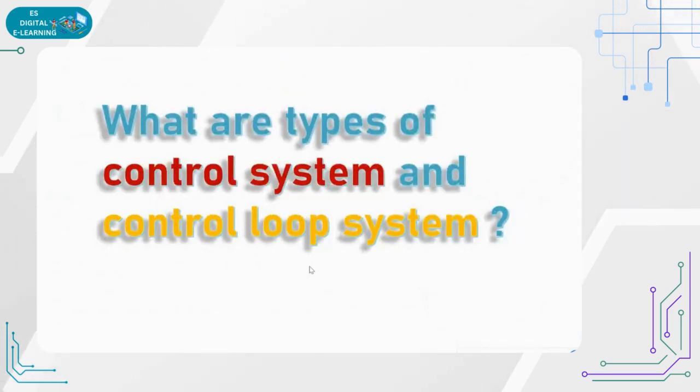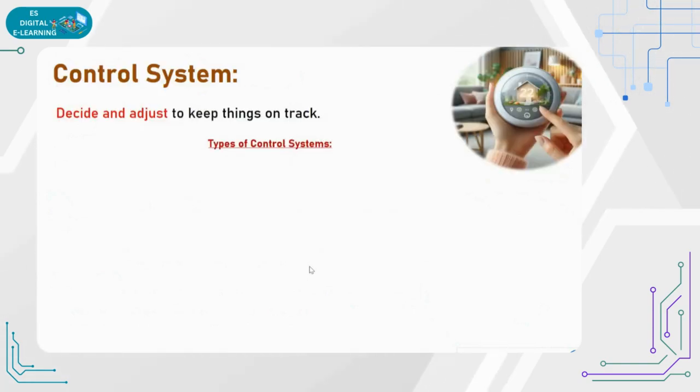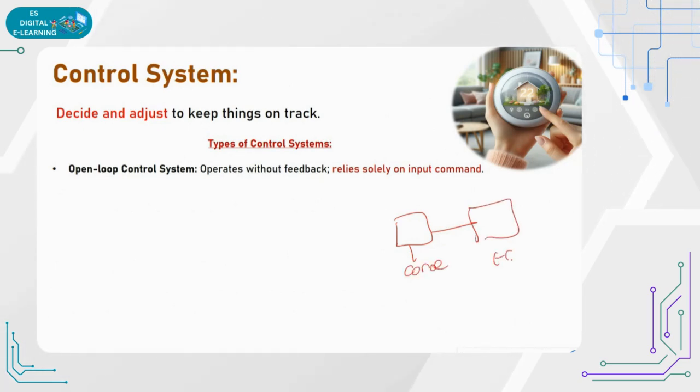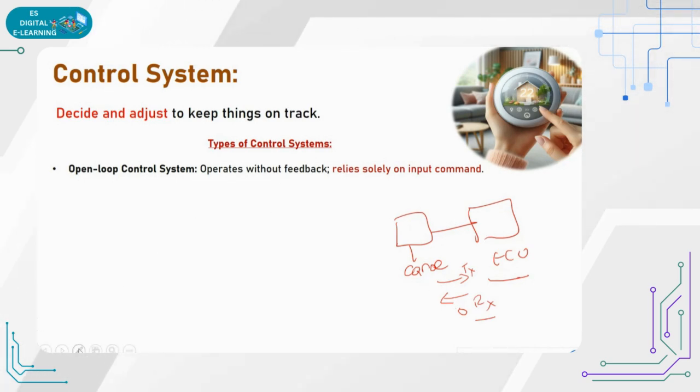What are the types of control system and control loop system? The first type of control system is the open loop control system, which operates without feedback. Like we saw earlier, we have CANoe, and from CANoe we are operating our ECU, right? So this will be a part of a control system. With CANoe, we give the inputs and observe the outputs, meaning TX and RX are observed in the open loop system. It won't have any feedback mechanism in it.